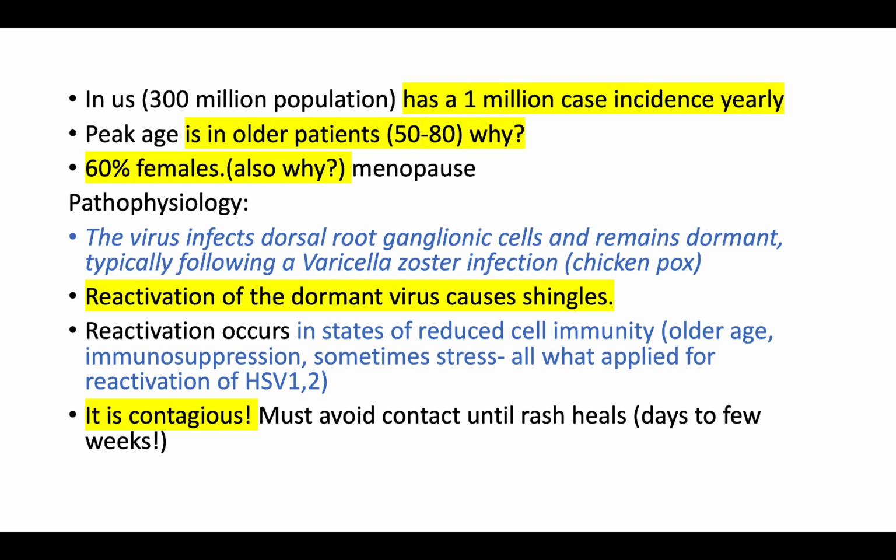Now, in the US, with 300 million population, about 1 million cases occur yearly. The older age, again, we said from 50 to 80. 60% are females. Why? Because of menopause. Once they have menopause, this is a stress, and they may have it during that time. Pathophysiology, again, the infected dorsal root ganglion and remains dormant, typically following a varicella zoster infection.